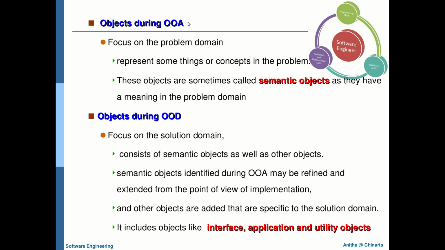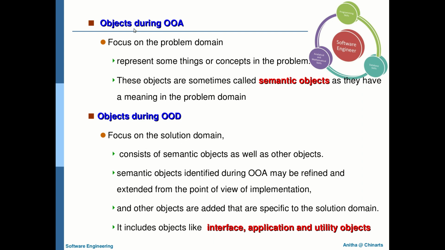So for object-oriented analysis, you need objects which will be representing the things or the concepts in that particular problem. That is why we call these objects semantic objects, so that it gives a meaning in the problem domain. Whereas the objects during object-oriented design will be changed literally. How do you change it? It will focus on the solution.